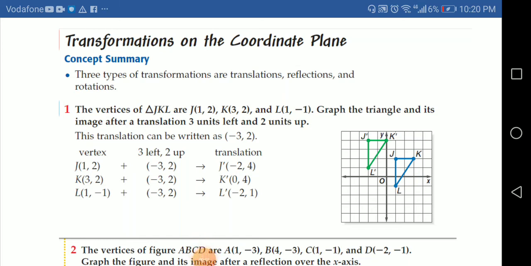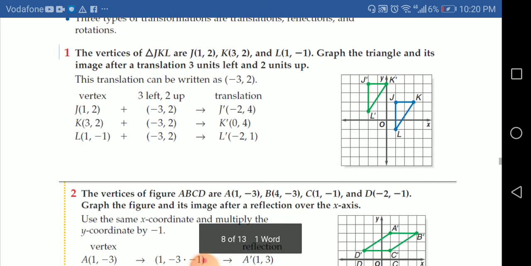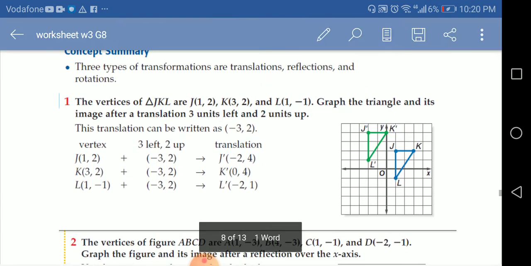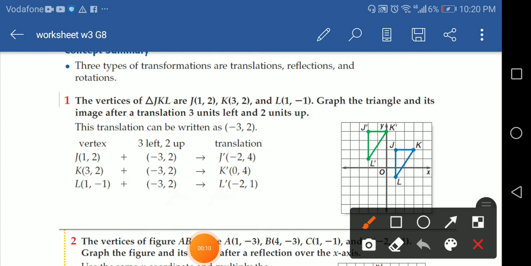I hope you're fine. Today we're going to talk about transformations on the coordinate plane. So we have here what? The three types of transformations that can be done: translation, sliding; reflection, flipping; and rotation, turning. We have covered this before, so let's have another kind of translation on the coordinate plane. We have two things that we have to know.